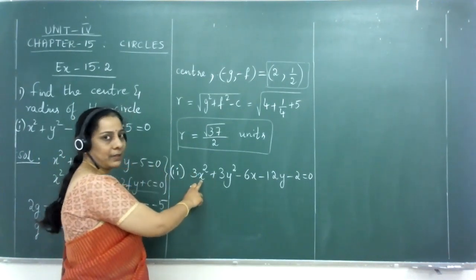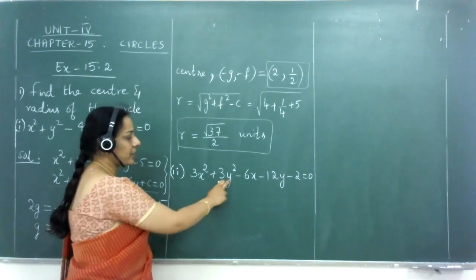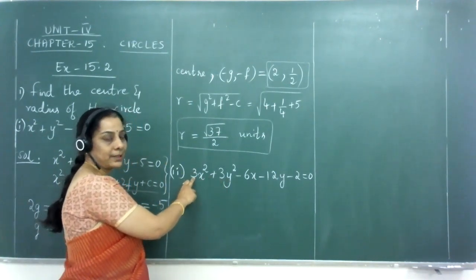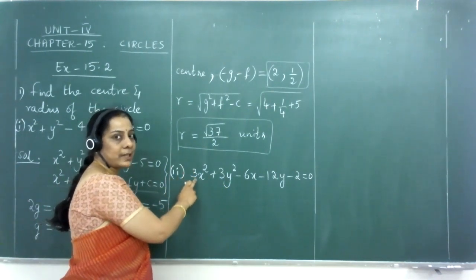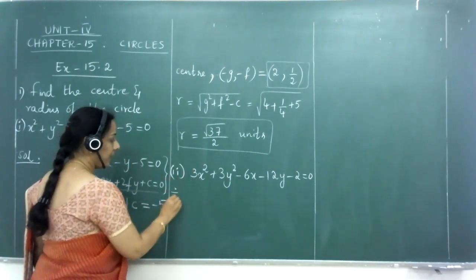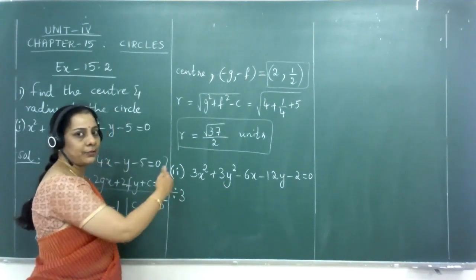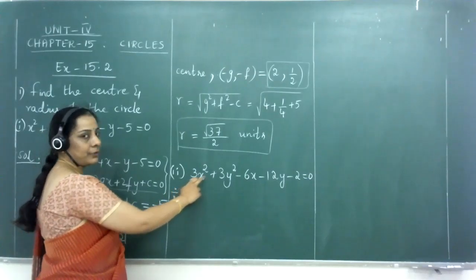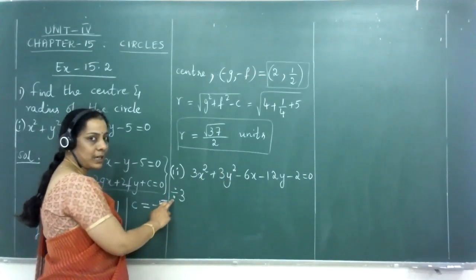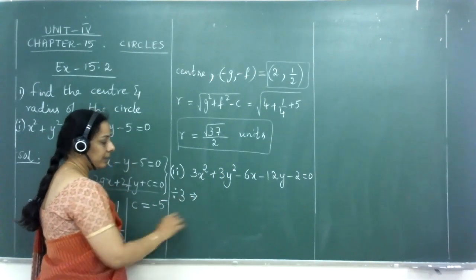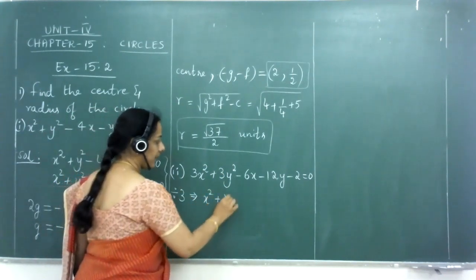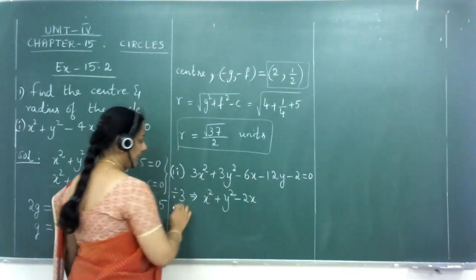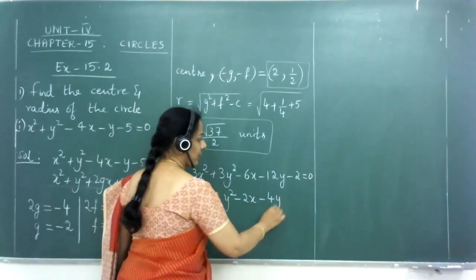Because here in the given equation, we are having coefficients of x squared and y squared other than 1. They are 3 here, isn't it? So now I must be reducing 3 to 1. If I have to reduce 3 to 1, I have to divide the entire equation by the same term. That means here I have to divide the entire equation by 3. Dividing by 3, it would give us x squared plus y squared. 6 by 3 will be 2, so minus 2x. 12 by 3 will be 4, so minus 4y.